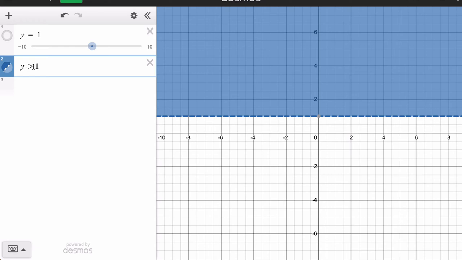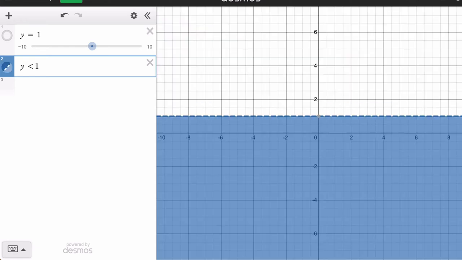If you want to also shade that line in, we put the equal sign. And then conversely, if I just want to shade below it, I type in all the y values less than 1. Any point I pick here, like this point 0, 0, the y value of that point is less than 1 where it is here. So any point I pick over here in this region, those heights would be less than 1. And if I also want to include that line as well, I type equals, right?